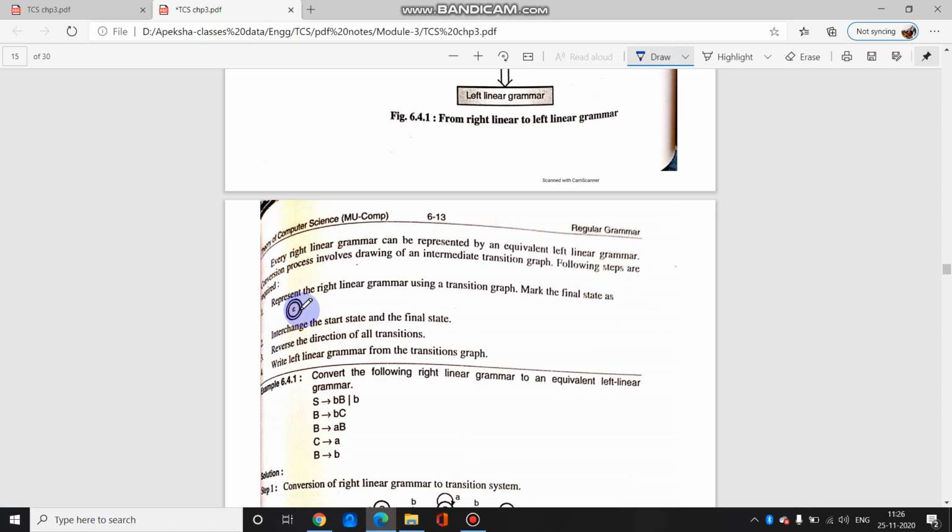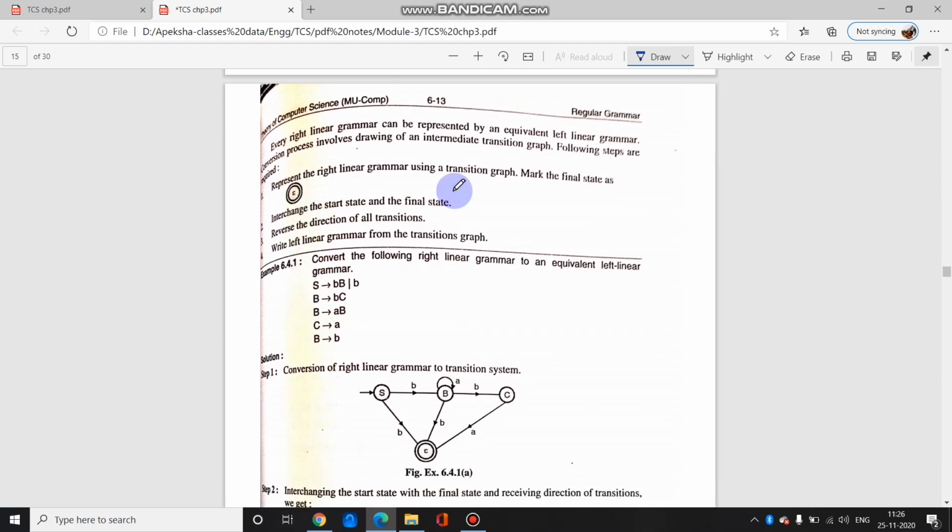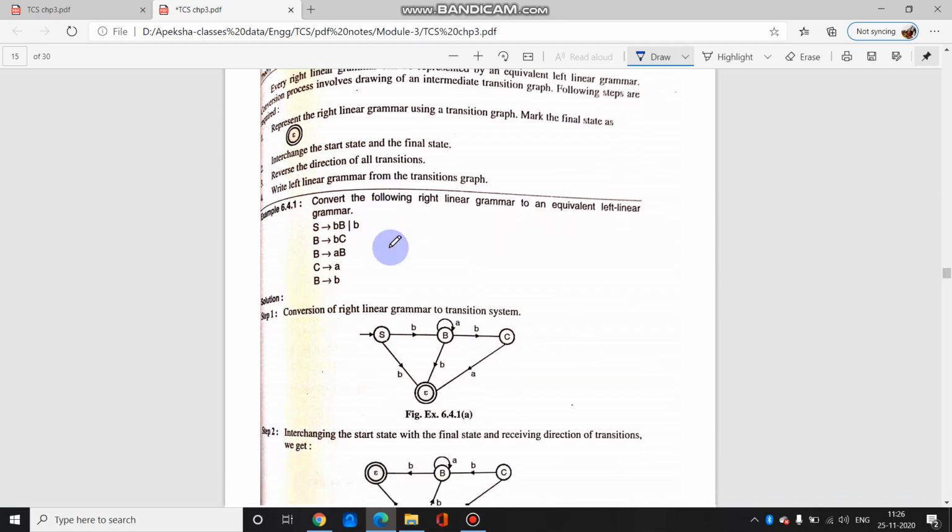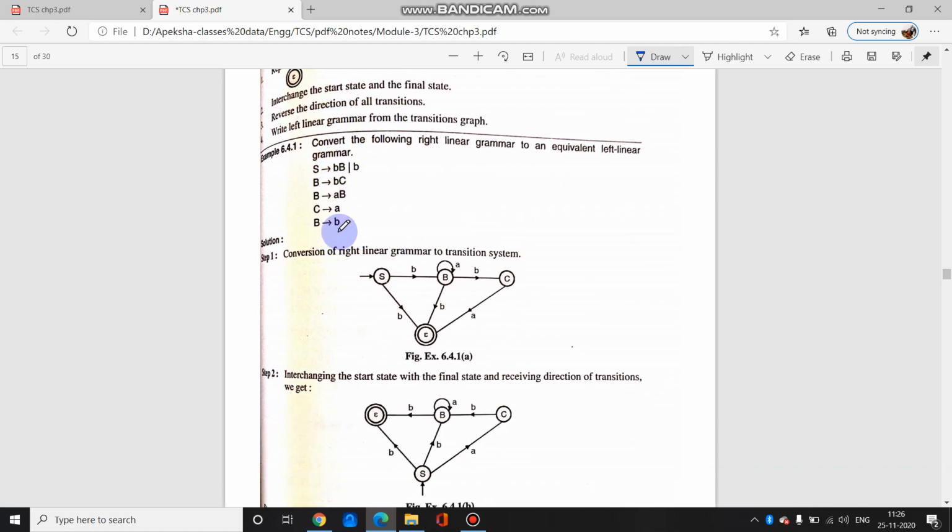Mark the final state as epsilon. यानी जो भी transition diagram आप draw करेंगे उसमें final state will be epsilon. Interchange start and final state, reverse the direction, write the left linear grammar. That is what I told, that it is the same thing. So see, first ये रहा, तो what we are doing, conversion of right linear grammar to transition system, यानी state transition diagram draw करना है.